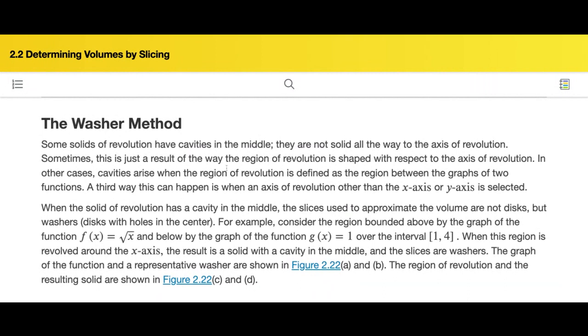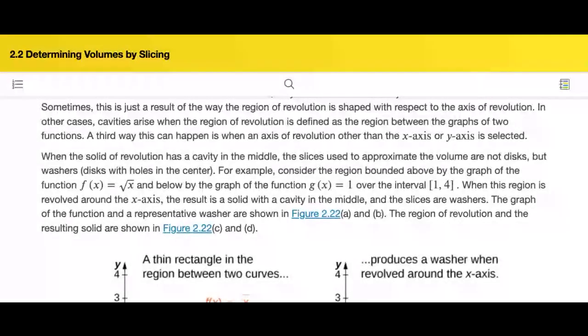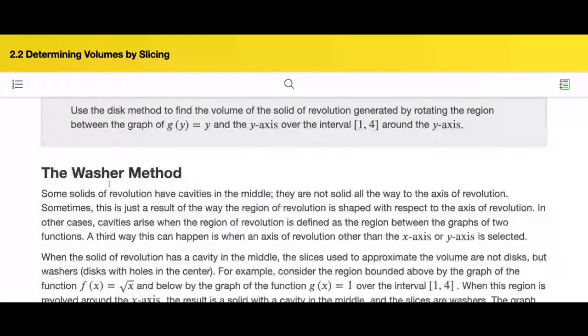Sometimes this is just a result of the way the region of revolution is shaped with respect to the axis of revolution. In other cases, cavities arise when the region of revolution is defined as a region between the graphs of two functions. A third way this can happen is when the axis of revolution is other than the x-axis or y-axis, as I mentioned before. It could be a line parallel to the x-axis or parallel to the y-axis. So we'll have some other cases to talk about. In that case, we're going to use the washer method.